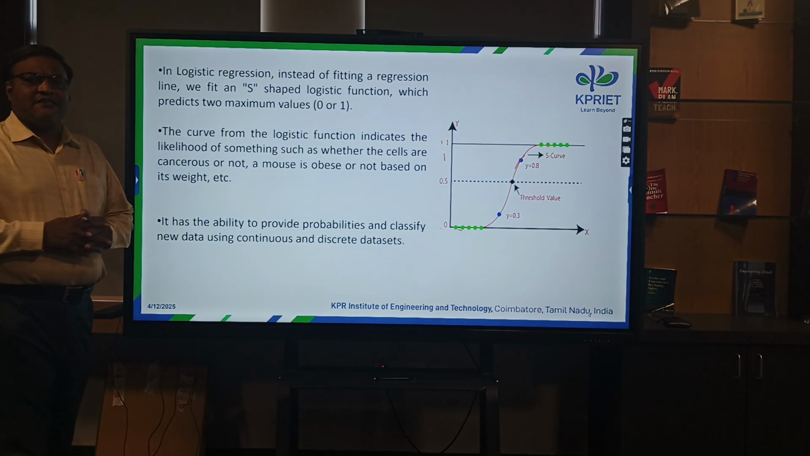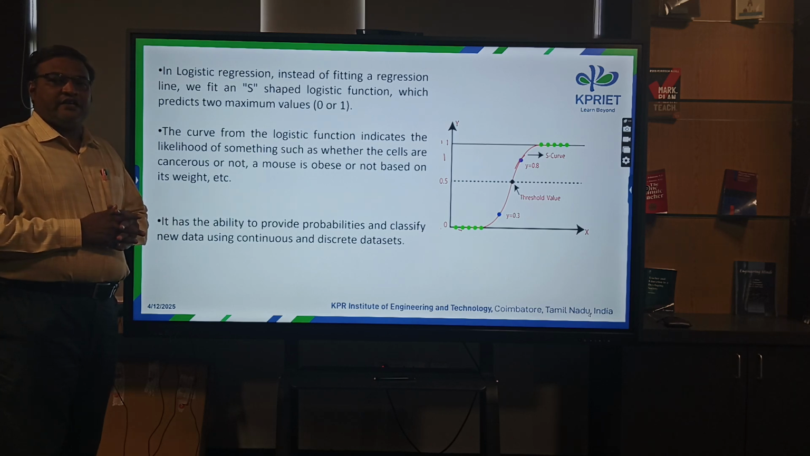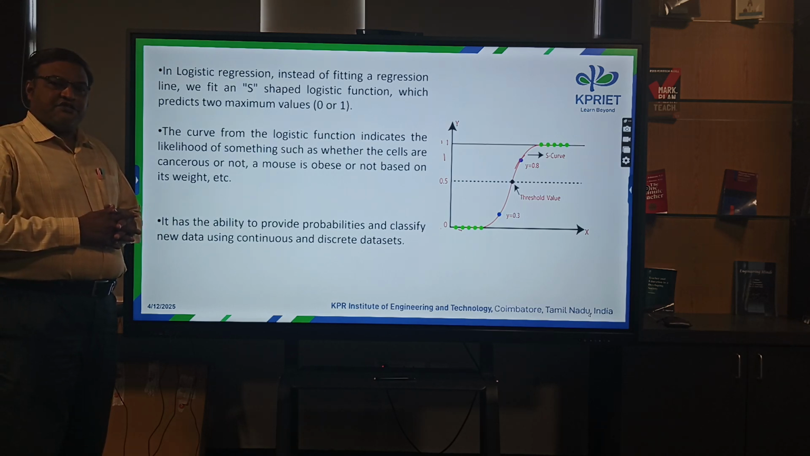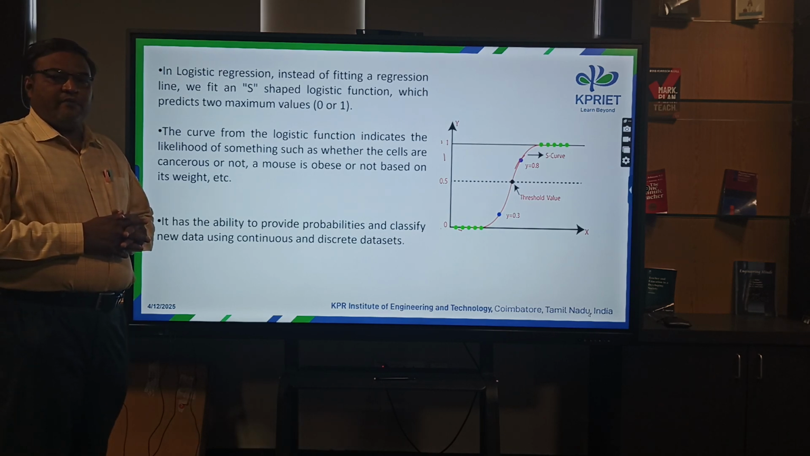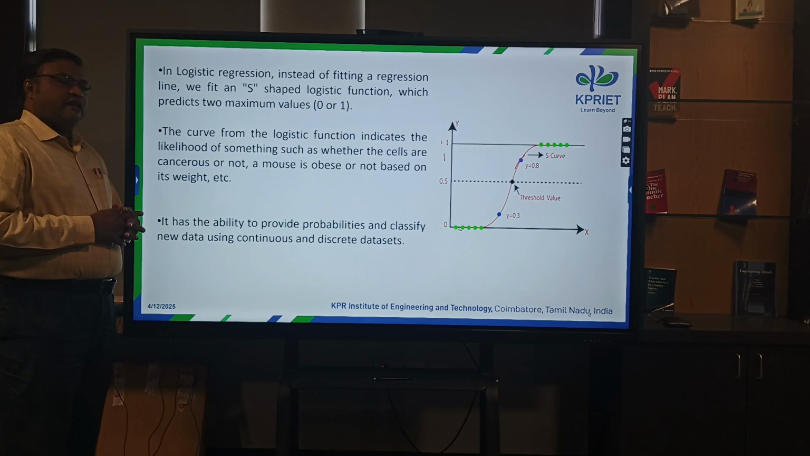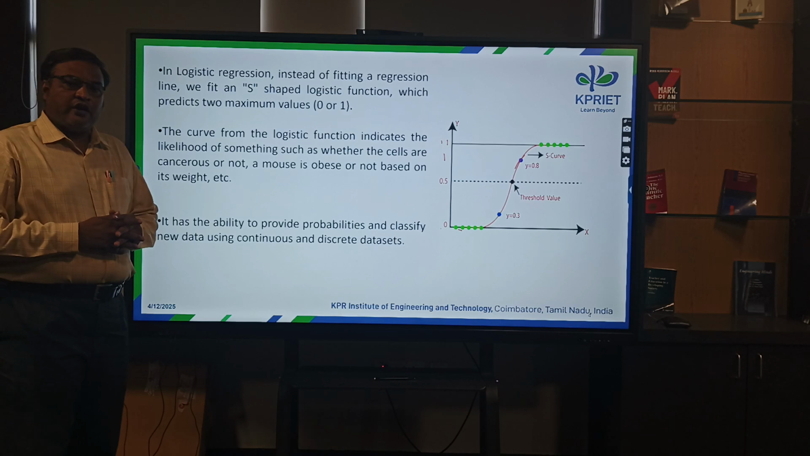What examples come under the category of logistic regression? Generally it is used for classification. By doing experiments on the data set, we can identify or classify whether cells are cancerous or not, whether a mouse is obese or not, etc.